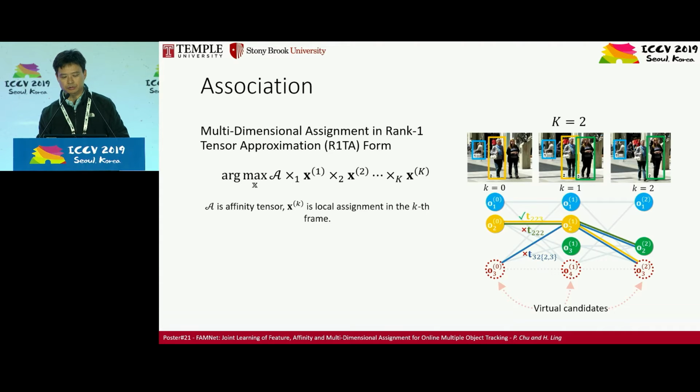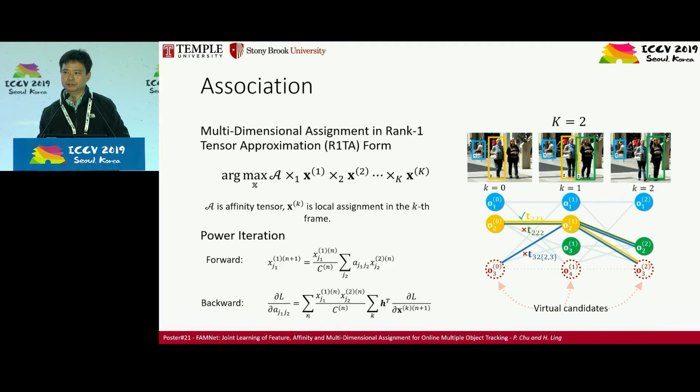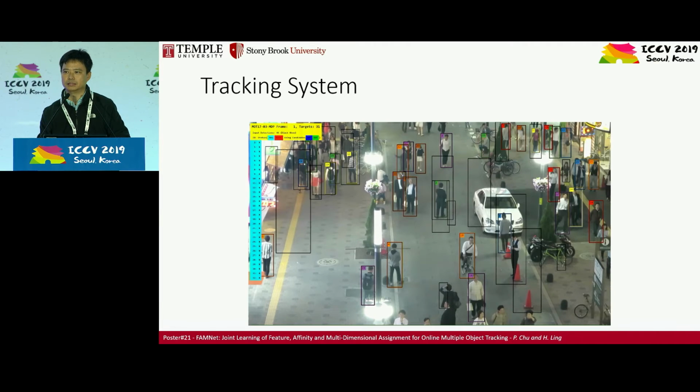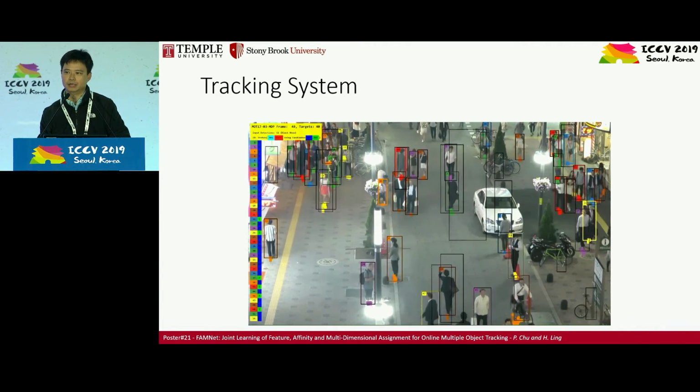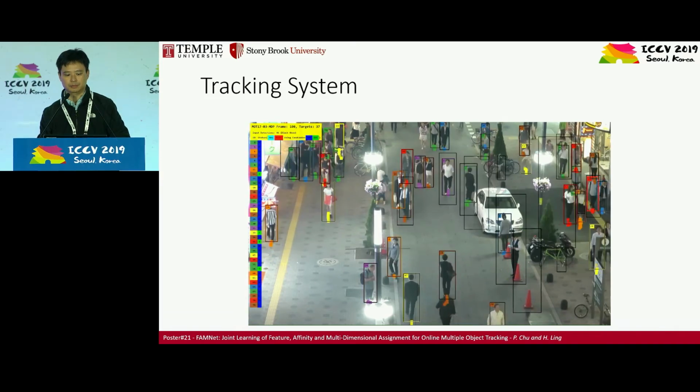For association, we use the rank 1 tensor approximation framework, which captures high order information. The traditional solution is through rank 1 tensor power iteration. In this paper, our main contribution is that we make this tensor power iteration differentiable. Therefore, we can pass the gradient from the annotation all the way to each component.